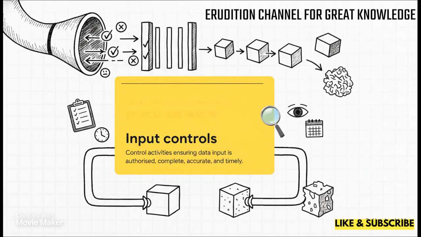Input controls are right at the entrance. They're designed to ensure that only good data gets in. Specifically, they are control activities designed to make sure that data input is authorized, complete, accurate, and timely. You know the old saying, garbage in, garbage out? Well, as an auditor, you need to apply specific input validation checks to evaluate this whole gatekeeping process.